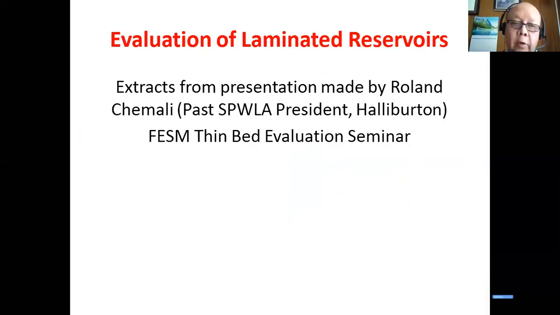The next section I'm going to cover is the evaluation of laminated reservoirs. It's an extract from a presentation made by Mr. Roland Chemali, who was a past SPWLA president and at that time was working for Halliburton. And he was kind enough to come to KL and give us a presentation on this thin bed evaluation.